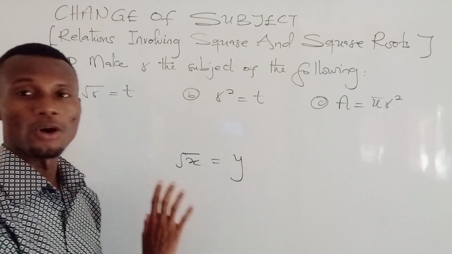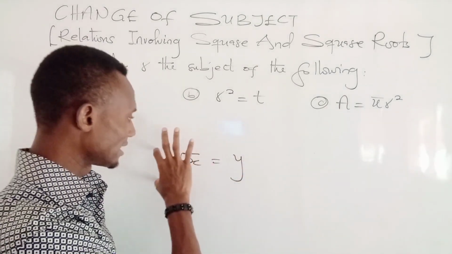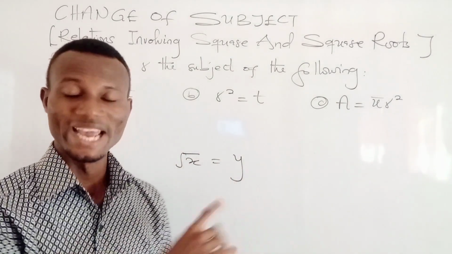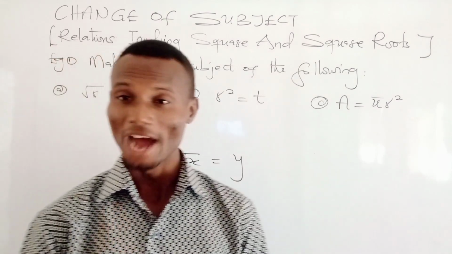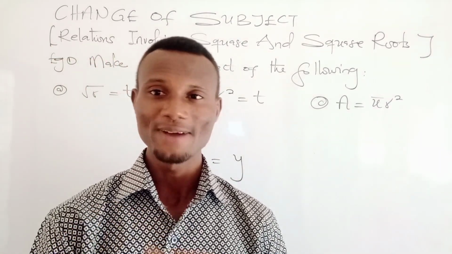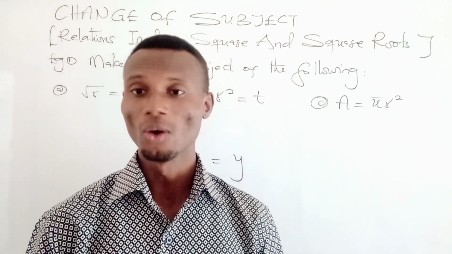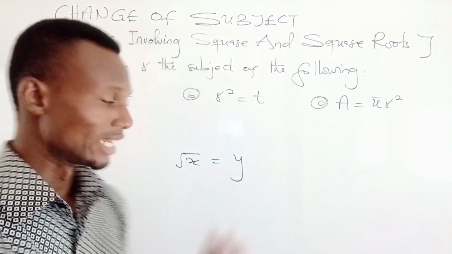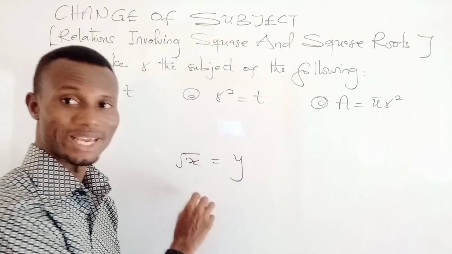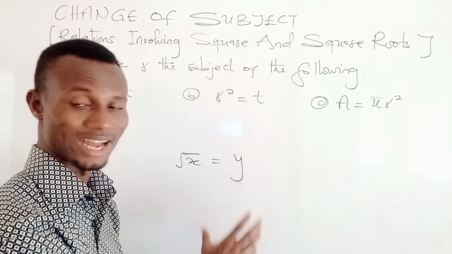For us to make s the subject, you can see that it's an equation that contains a square root sign. Anytime you have an equation that contains a square root sign, the first thing to do is to try to eliminate the square root sign from it. That's the first step. So I'm saying let's try to make s the subject from this equation, meaning that we should make s stand alone.